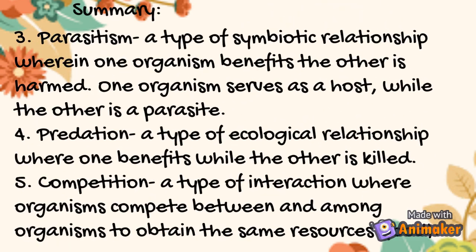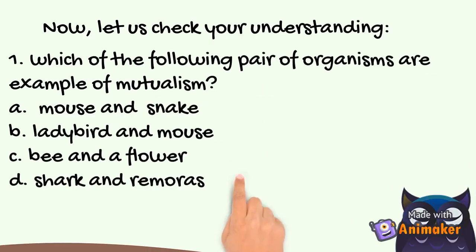Parasitism, a type of symbiotic relationship where one organism benefits, the other is harmed. One organism serves as a host, while the other is a parasite. 4. Predation, a type of ecological relationship where one benefits while the other is killed. 5. Competition, a type of interaction where organisms compete between and among organisms to obtain the same resources, food. Now, let us check your understanding.